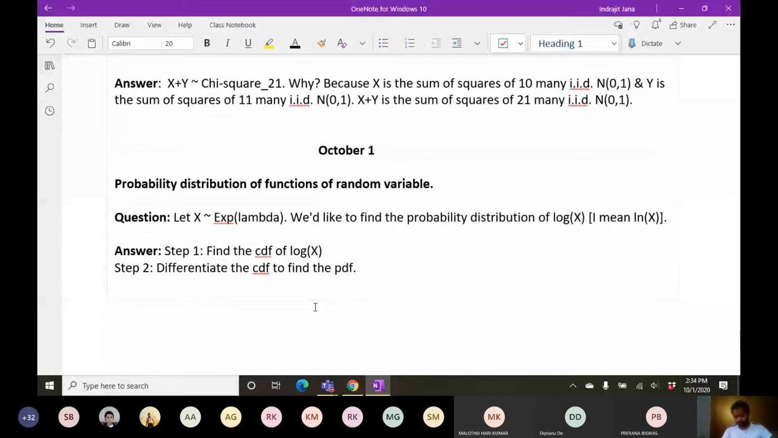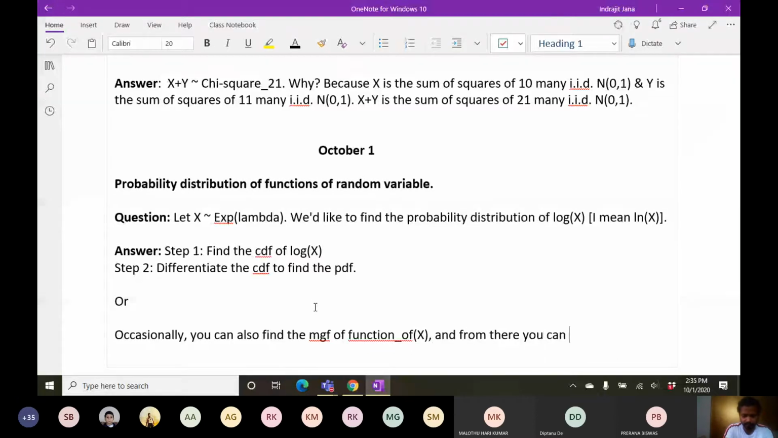All right, so let us do that. Actually, sometimes, you can also find the MGF of that function of x, and from there you can guess the distribution.